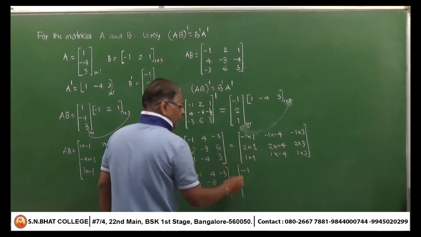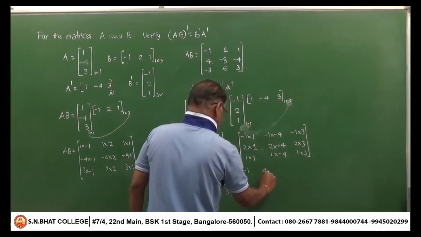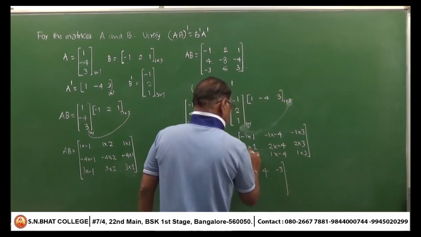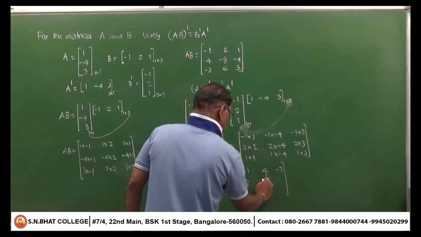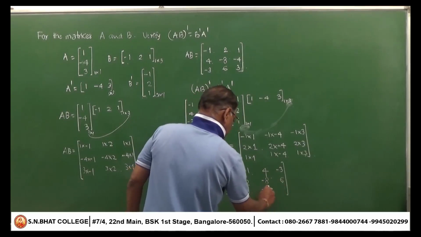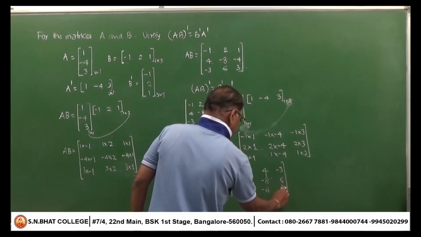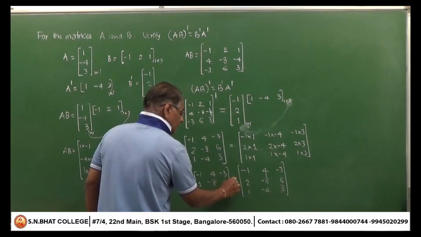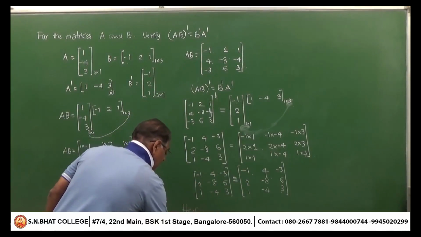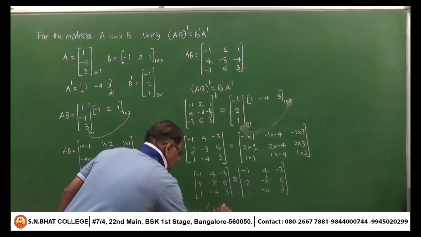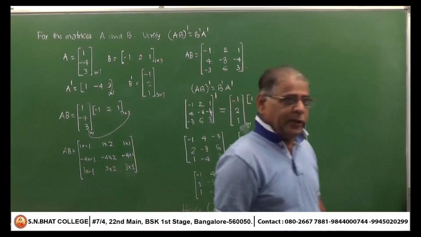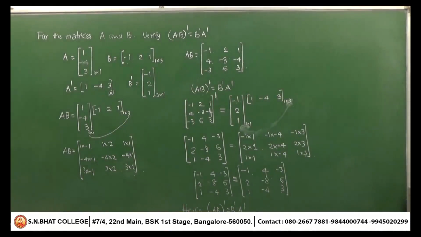Simplify the right hand side matrix. Minus 1 into 1 is minus 1. Minus 1 into minus 4 is plus 4. Minus 1 into 3 is minus 3. 2 into 1 is 2. Minus 8, 6, 1, minus 4, 3. These two matrices are equal. Hence, AB whole transpose is equal to B transpose A transpose.